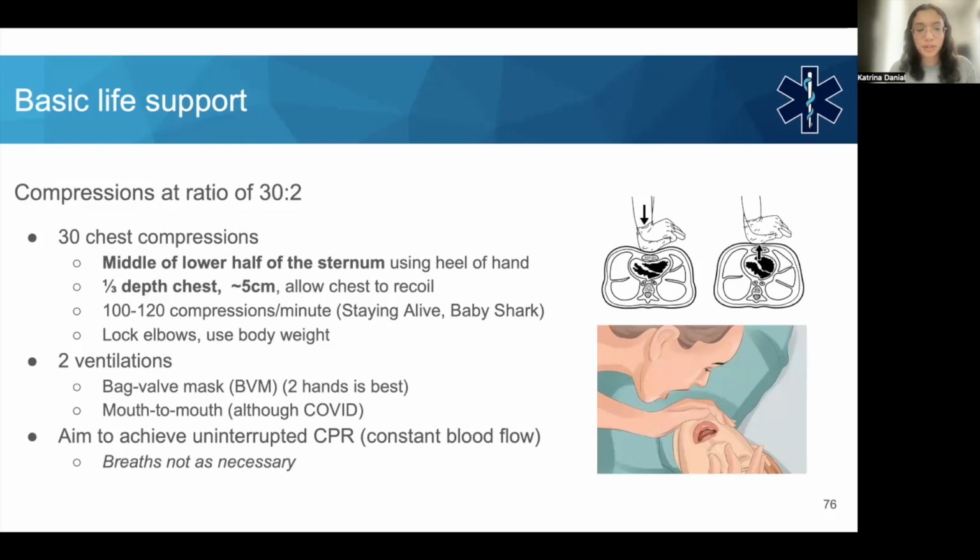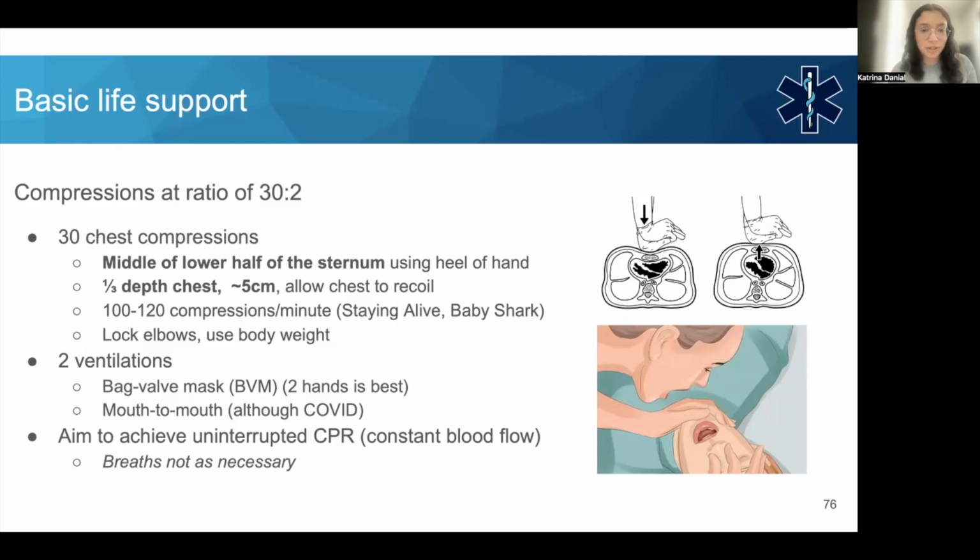Then in terms of ventilation, so you have the bag valve mask, which is that mask that kind of has like a triangle shape, which goes over the nose and mouth like so. And you want to achieve a really, really good seal, okay? And you have your bag to squeeze. You've probably done this in clinical skills, okay? In the community, you can do mouth to mouth.